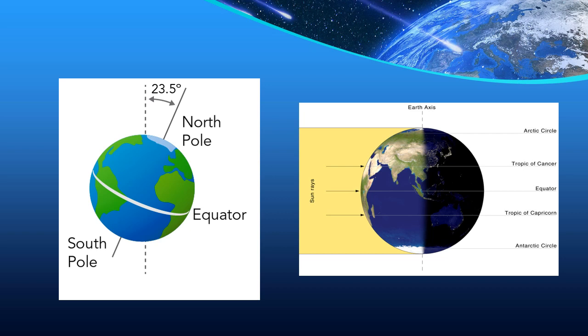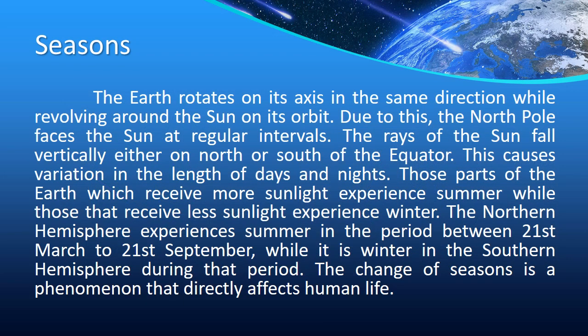And after that we studied about the varying lengths of days and nights. Now we will be studying about the seasons. The Earth rotates on its axis in the same direction while revolving around the Sun on its orbit. Due to this, the North Pole faces the Sun at regular intervals. The rays of the Sun fall vertically either on the north or south of the equator. This causes variation in the length of days and nights.